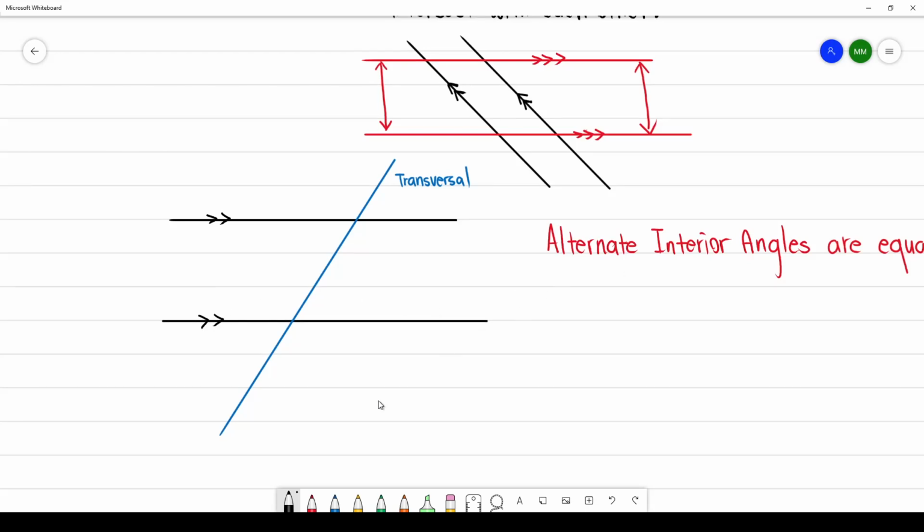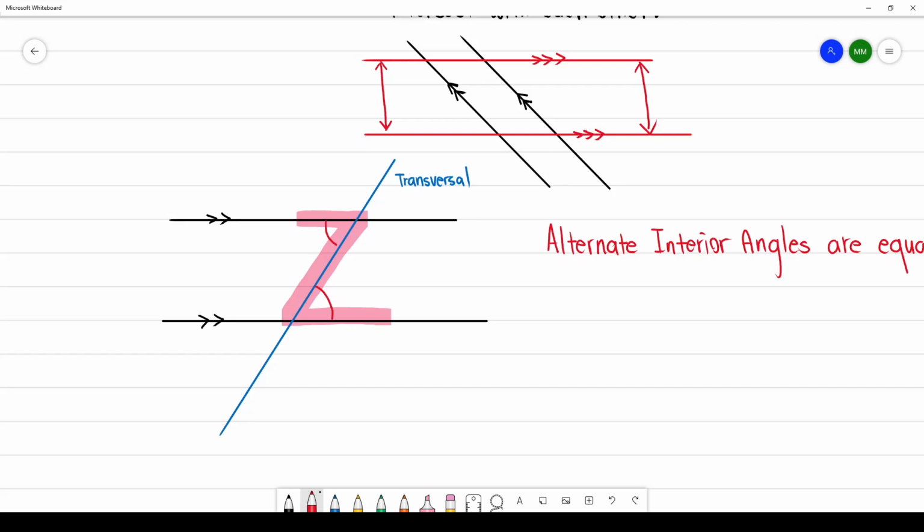Okay, so alternate interior angles. How you can recognize this is by the Z. It's kind of like a Z, right? So actually, maybe let me use a highlighter to make it more clear. Okay. See? So when you have the Z, then this angle and this angle, they are equal.